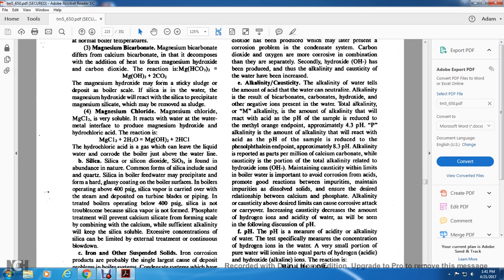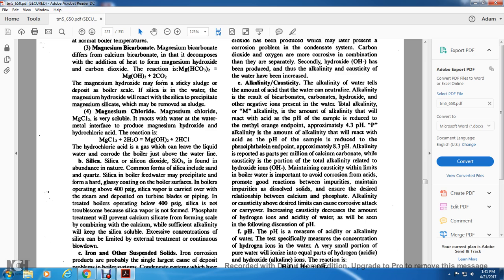Alkalinity and causticity. The alkalinity of the water tells the amount of acid the water can neutralize. Alkalinity results from bicarbonates, carbonates, hydroxide, and other negative ions present in the water. Total alkalinity, M alkalinity, is the amount of alkalinity that will react with acid to lower the pH of the sample to the methyl orange endpoint, approximately 4.3 pH.